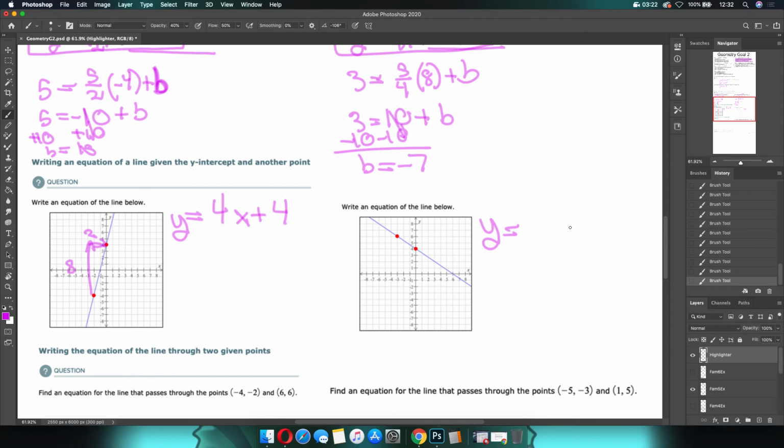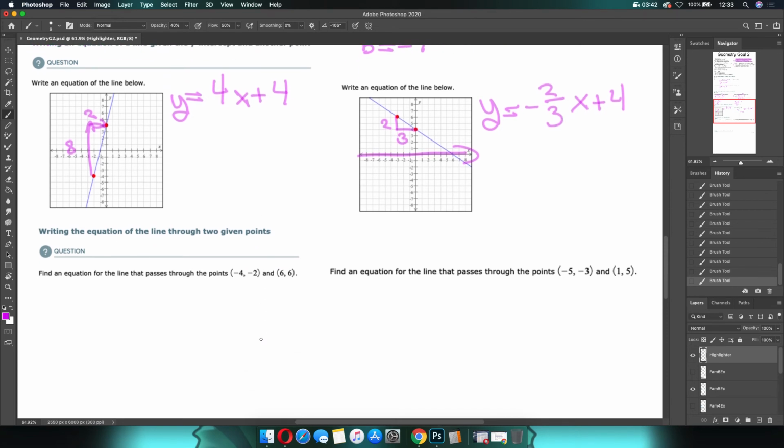Y equals something x, and our y-intercept, oh, it's 4 again. Okay, I know that this is a negative slope because you read a graph from left to right, and when you do, it's going down. So we went down 2 and then over 3. So negative 2/3 x plus 4. All right, and now what if they don't give you anything?